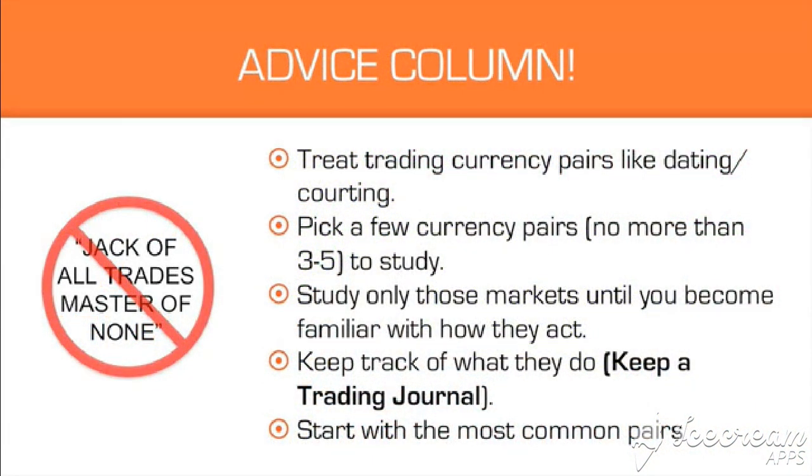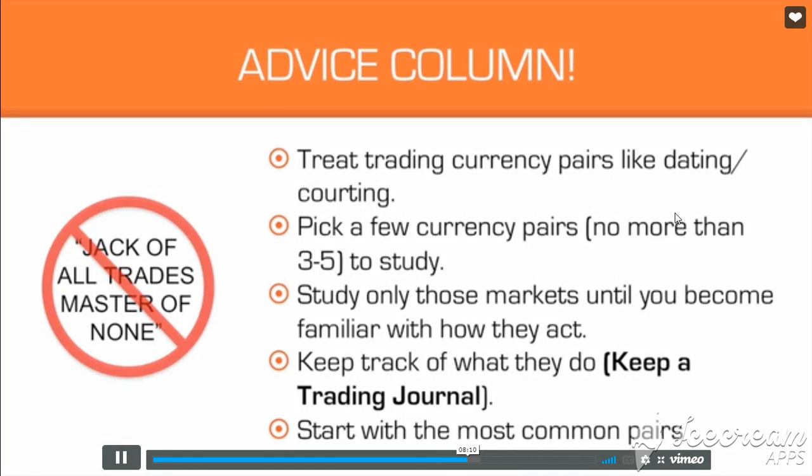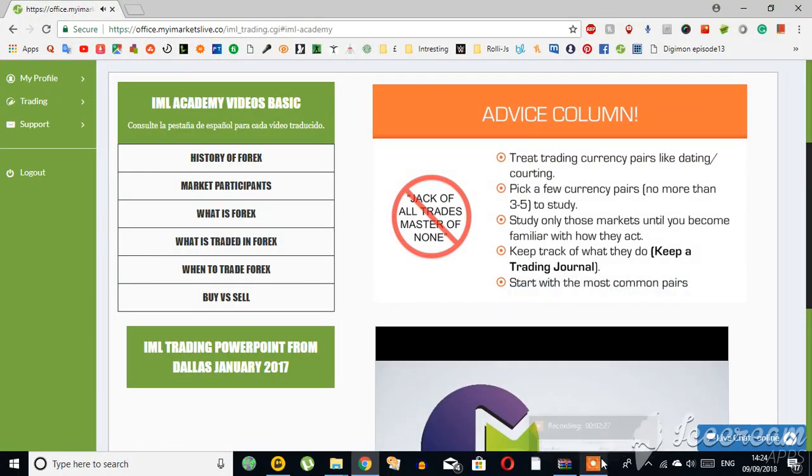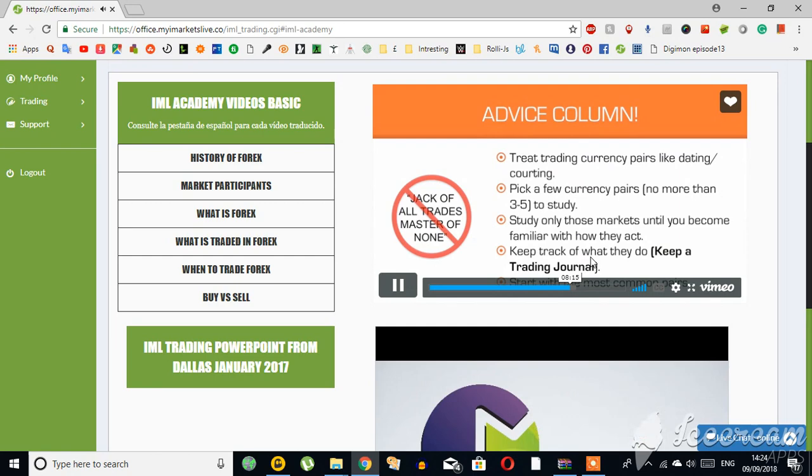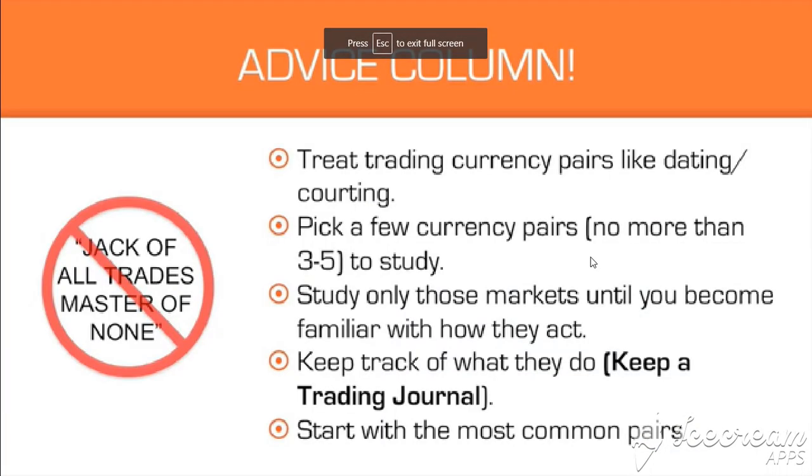What I want you to do is pick a few currency pairs, no more than 3 to 5 to study to start off. You can always add more pairs to your portfolio, but it makes more sense to start with very few. As you see at the top, it says treat currency pairs like dating or courting. When you start off dating, hopefully you're not going to date 3 to 5 people. You usually find the person that you like, hopefully, if you're not a player, and you just follow that person.